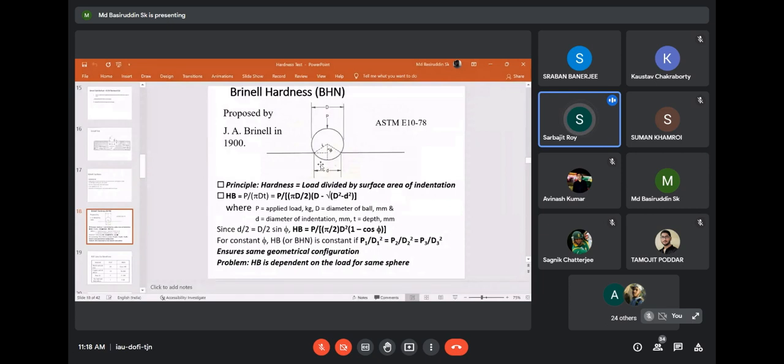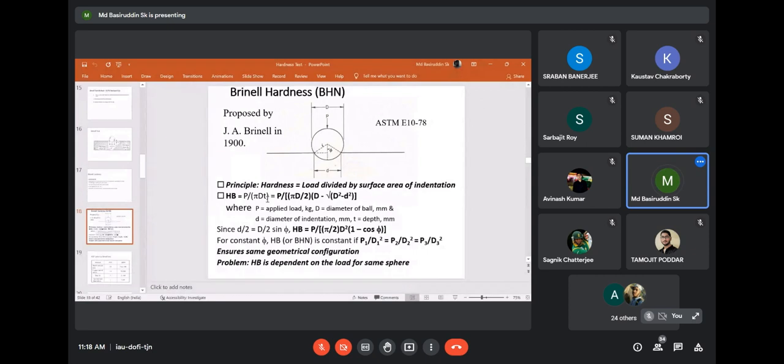Yes sir. After this small d by capital D, if it is less than 0.25, why does the test become invalid, sir? Please explain. Yes, I will tell you. First let me complete this slide, then I will tell you.